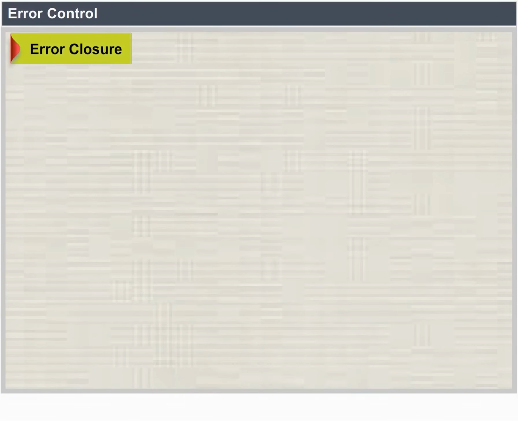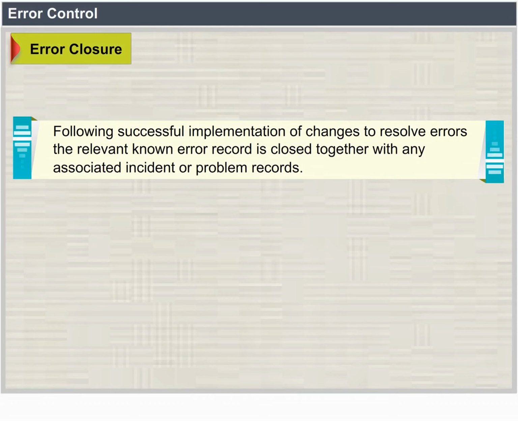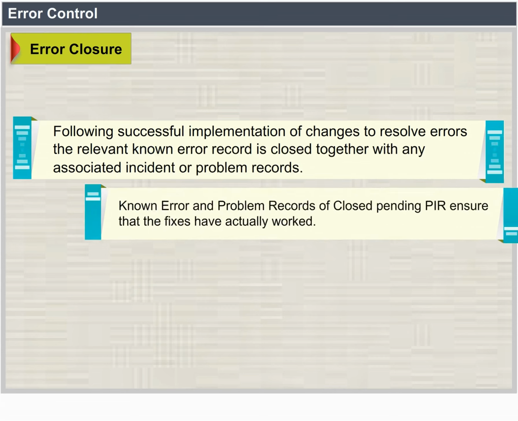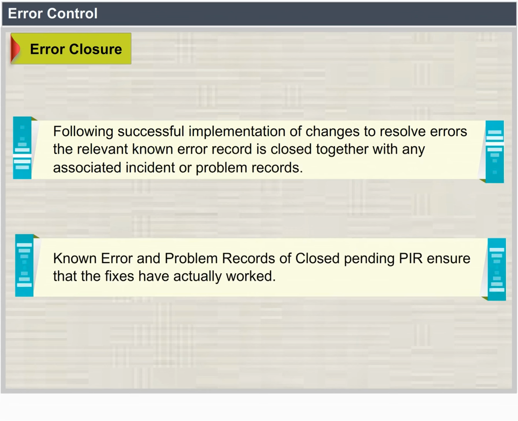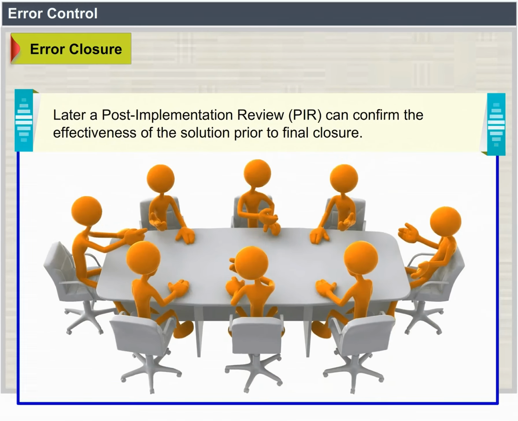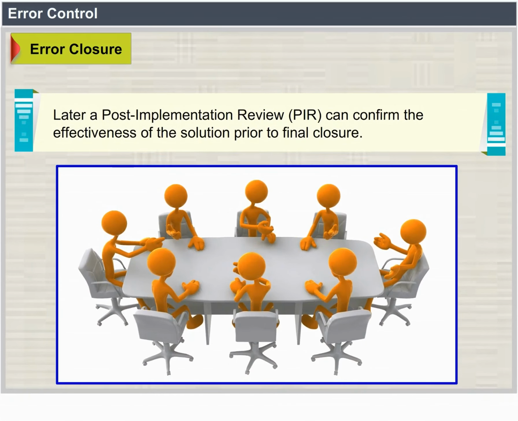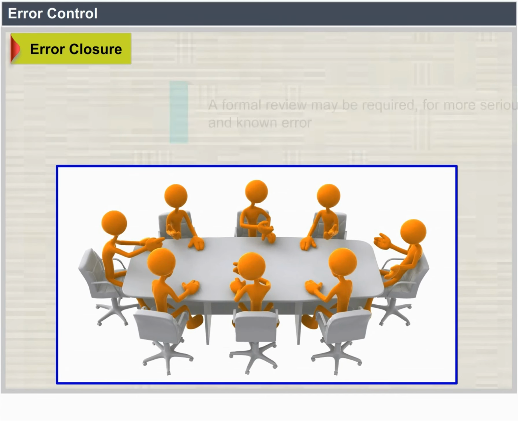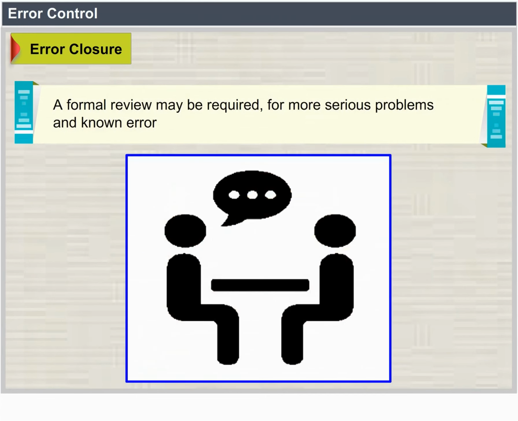Error closure. Following successful implementation of changes to resolve errors, the relevant known error record is closed together with any associated incident or problem records. Known error and problem records are closed pending PIR to ensure that the fixes have actually worked. A post-implementation review, PIR, can then confirm the effectiveness of the solution prior to final closure. For more serious problems and known errors, a formal review may be required.